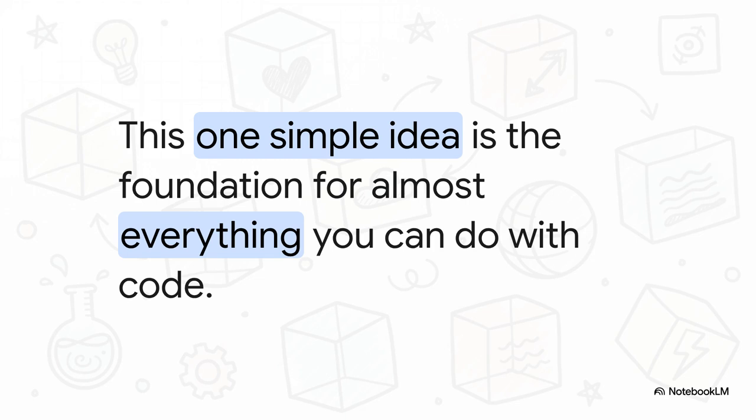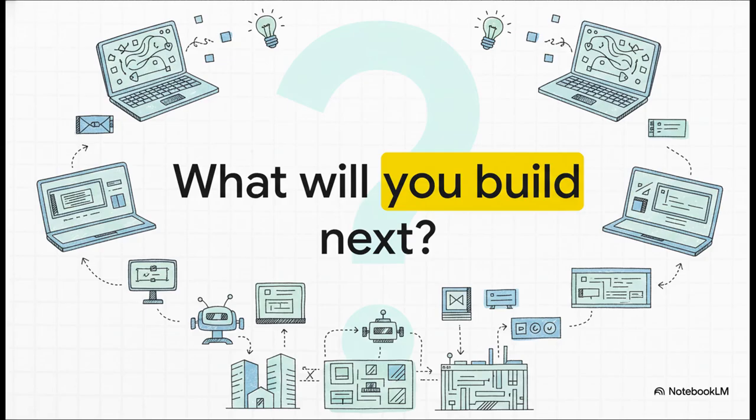And please, don't underestimate how huge this idea is. This concept of a named container that you can change, it's the foundation for almost everything you can do with code. A player's health in a game, an item in your online shopping cart, the destination you type into a map, it all starts with a simple variable. So here's what I want you to walk away with. You now know how to make a computer remember something and then change what it's remembering. That's it. That is your first and honestly your most important superpower as a programmer. So the only real question left is, what are you going to build with it?